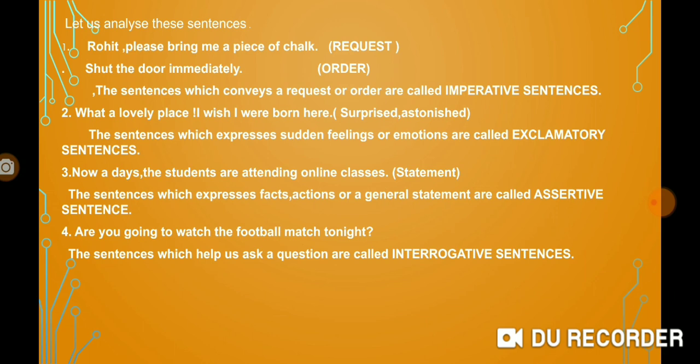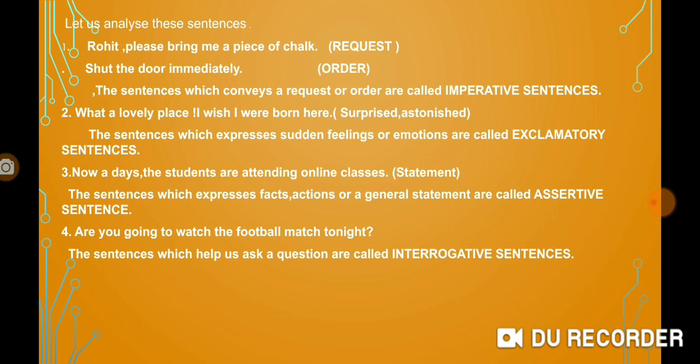Next comes the general statement, the facts, the common statements that we make in our day to day life while communicating with the members of the society, while talking to friends and family. Such sentences are called assertive sentences. The sentences which express facts, actions, or a general statement are called assertive sentences. They can be easily identified since they do not make a request or order, neither do you find the feeling of getting surprised or the emotions. So you can easily identify an assertive sentence.